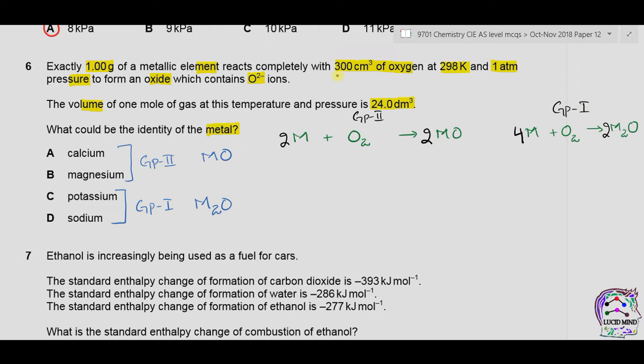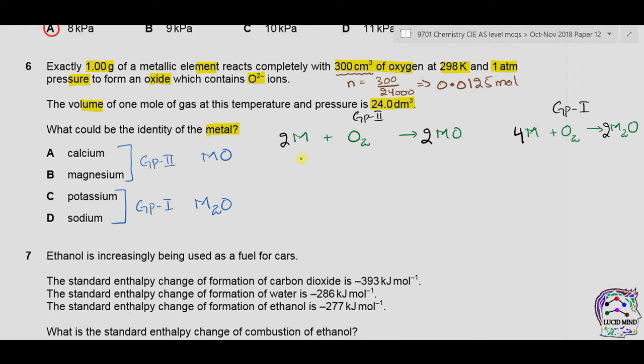In the question, we have 300 centimeter cube of oxygen which can be converted into moles. Number of moles is equal to volume in centimeter cube divided by 24,000 centimeter cube. So the number of moles of oxygen is equal to 0.0125 moles.